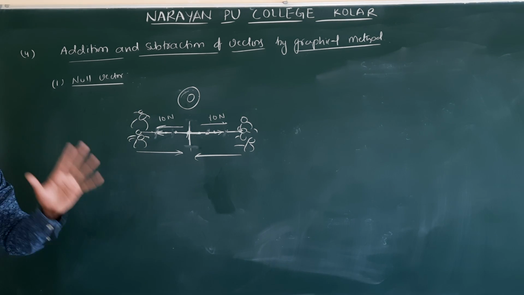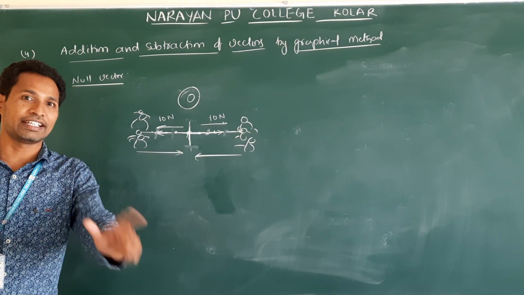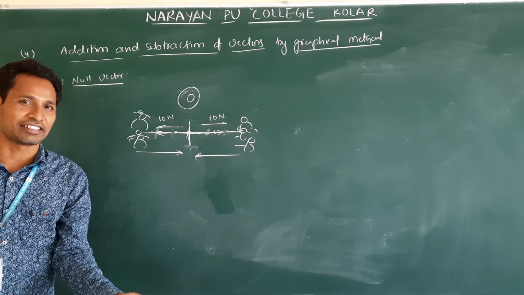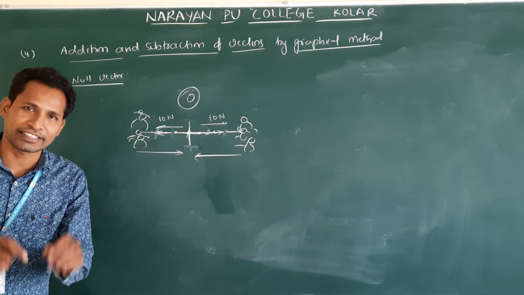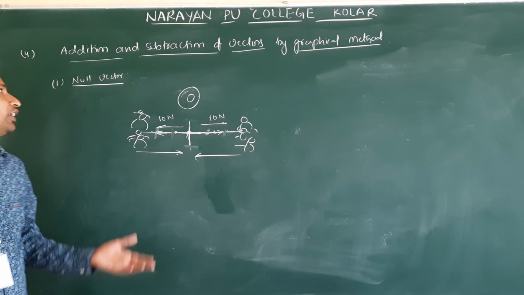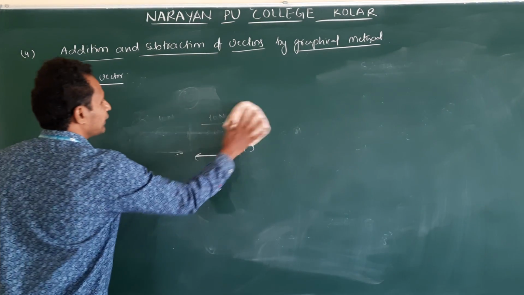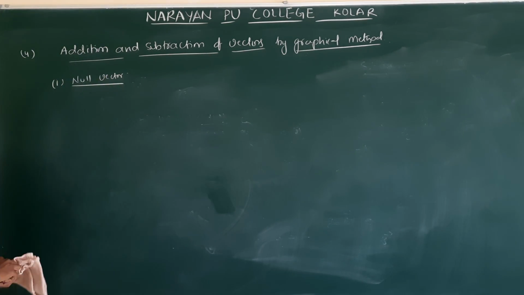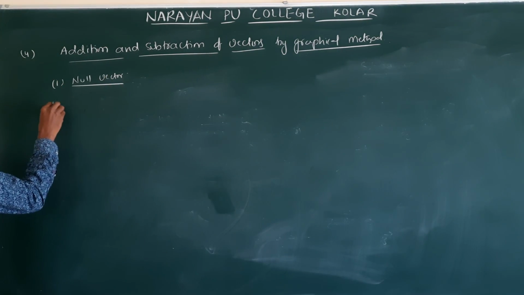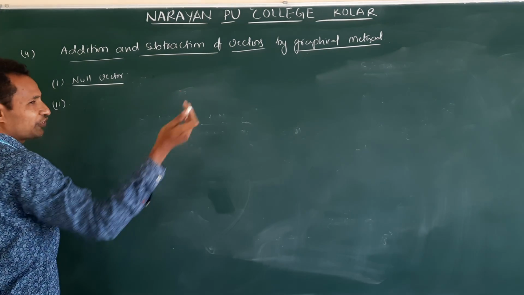If you write only 0 magnitude, that is the wrong answer. You have to state the direction of the null vector: we cannot specify. Simply write: null vector, magnitude 0, direction we cannot specify. That vector we call a null vector. And we will see one more important vector, that we call the unit vector.